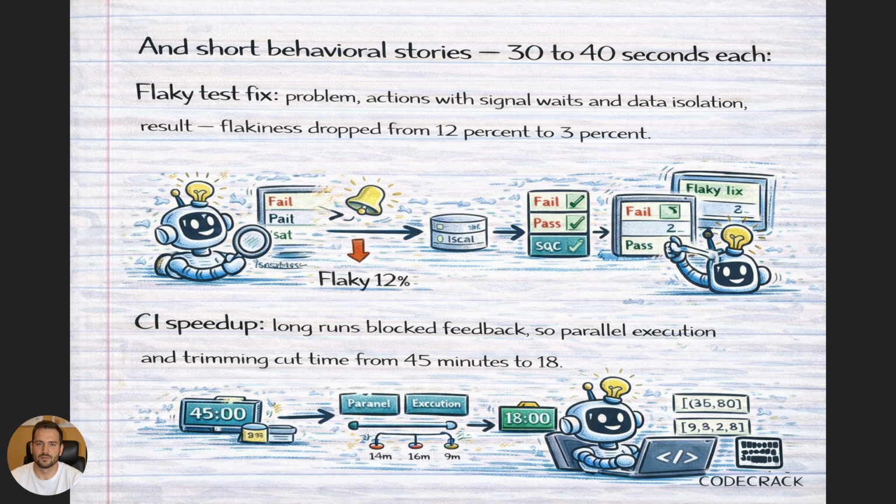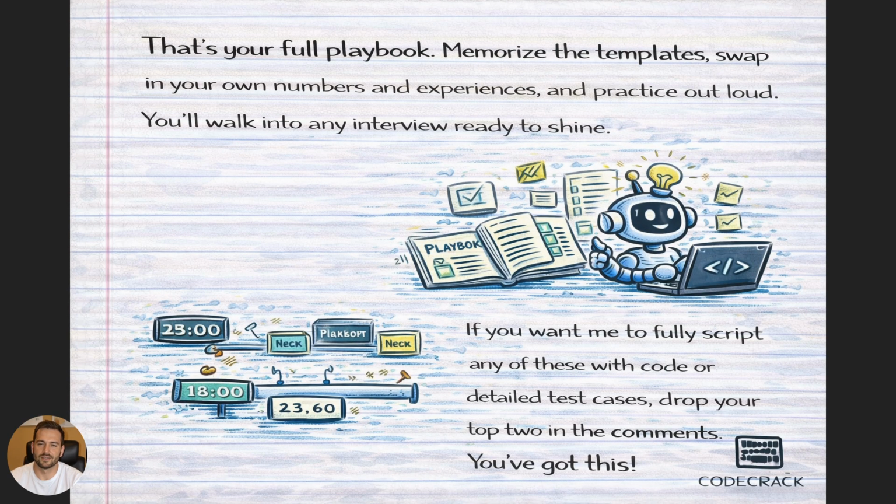And short behavioral stories, 30 to 40 seconds each. Flaky test fix: problem, actions with signal waits and data isolation. Result: flakiness dropped from 12% to 3%. CI speedup: long runs blocked feedback, so parallel execution and trimming cut time from 45 minutes to 18. That's your full playbook. Memorize the templates, swap in your own numbers and experiences, and practice out loud. You'll walk into any interview ready to shine.